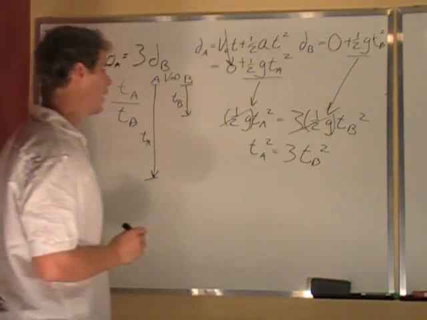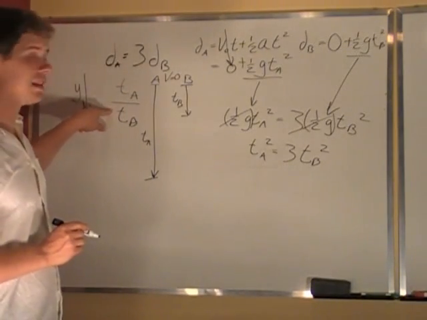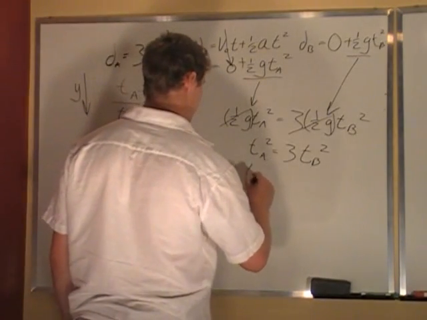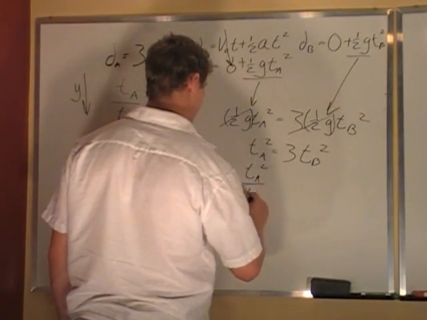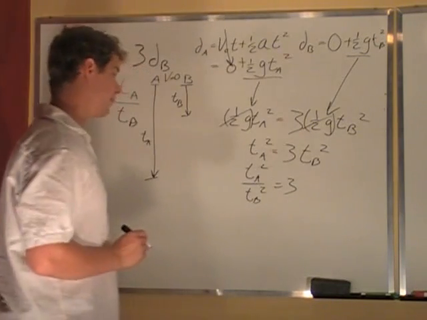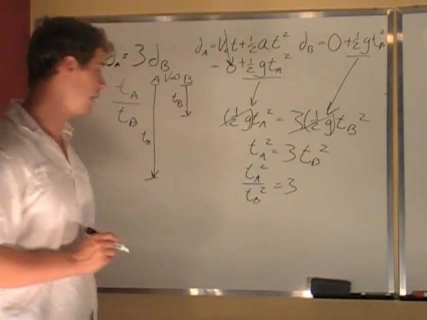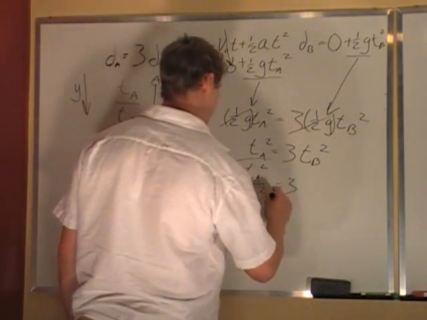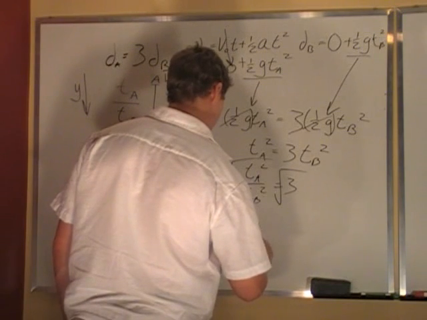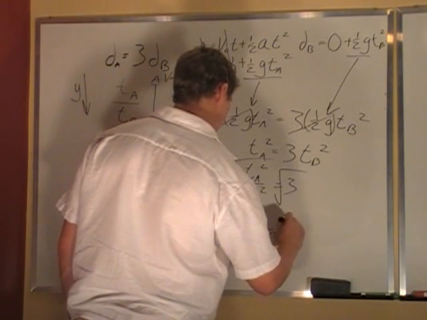Now I'm looking for TA divided by TB. That's the ratio I want. So I divide TB over, so I get TA squared divided by TB squared equals 3. Now I just square root both sides. That gives me TA over TB equals the square root of 3.